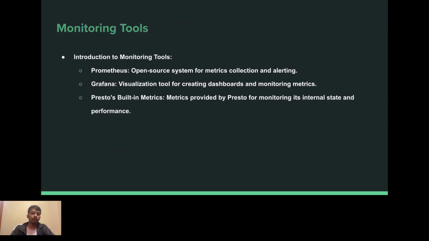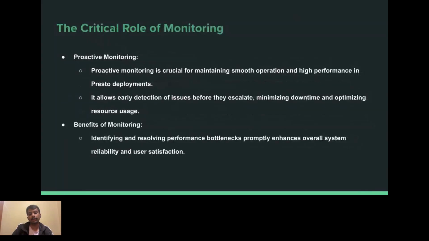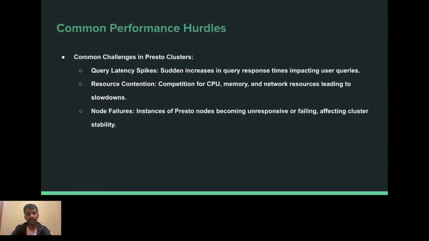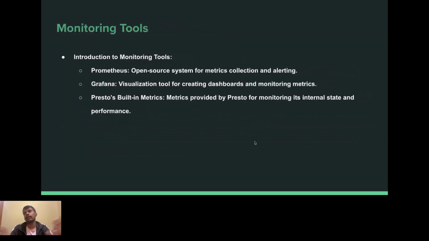And so once you have Presto, we have discussed the common performance hurdles, regarding resources, regarding queries, regarding node failure. After that we figured out what key metrics we need to monitor if we are taking care of Presto performance. Now we have the key metrics here, we have everything here, right? And now we have to monitor this stuff.